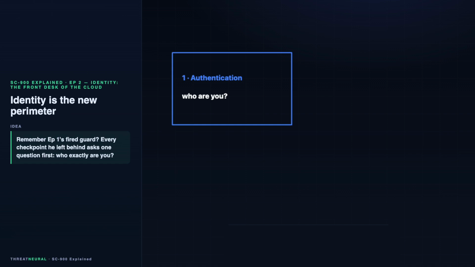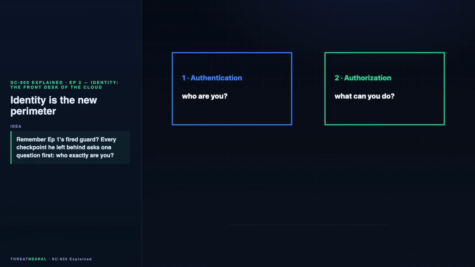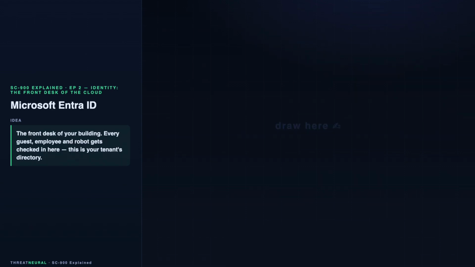And the second one is authorization, which kicks in right after. And it asks, okay, now that I know who you are, what are you actually allowed to do in here? That's the bouncer checking the VIP list. Two different questions, and the exam loves to check that you can tell them apart.